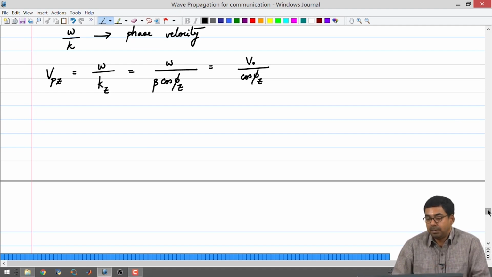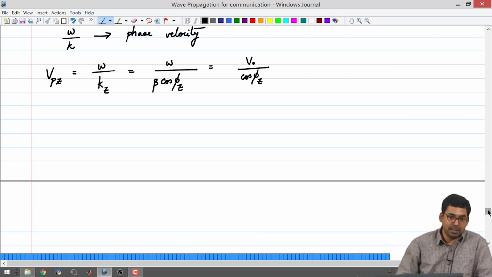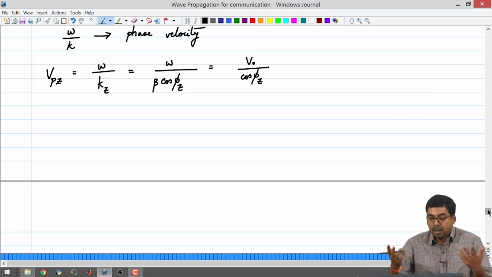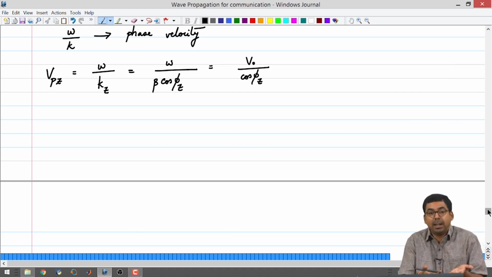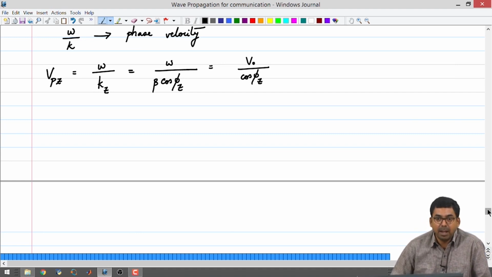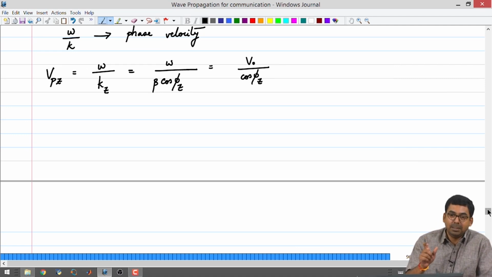It could, depending upon the value of phi, which is the angle with respect to the z axis in this case, be positive, negative, 0, etc. I mean, it could be infinity for all we know. So, the phase velocity could be any value if you take it like this. So, it does not convey any meaningful information.